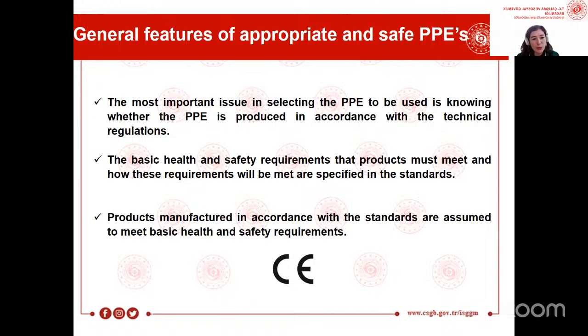The most important issue in selecting the PPE to be used is knowing whether the PPE is produced in accordance with the technical regulations, the basic health and safety requirements that products must meet, and how these requirements will be met are specified in the standards. Products manufactured in accordance with the standards are assumed to meet basic health and safety requirements. Standardization and conformity assessment are important elements of the market surveillance of technical products. All PPE equipment must bear the CE mark.